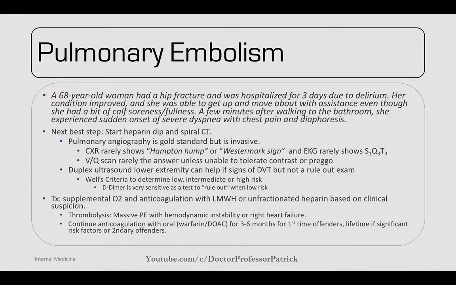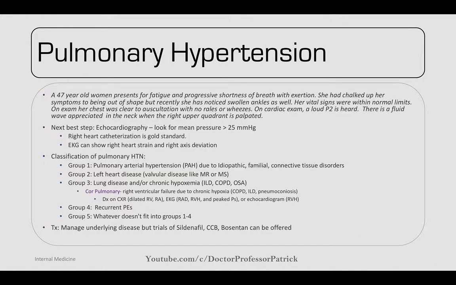So you can treat them with supplemental oxygen and anticoagulation with low molecular weight heparin or unfractionated heparin, dependent on their clinical suspicion. And then think thrombolysis if there's a massive PE with hemodynamic instability or right heart failure. And you want to continue anticoagulation with oral warfarin or DOACs for 3 to 6 months, and lifetime if there's a second offense. So now pulmonary hypertension.